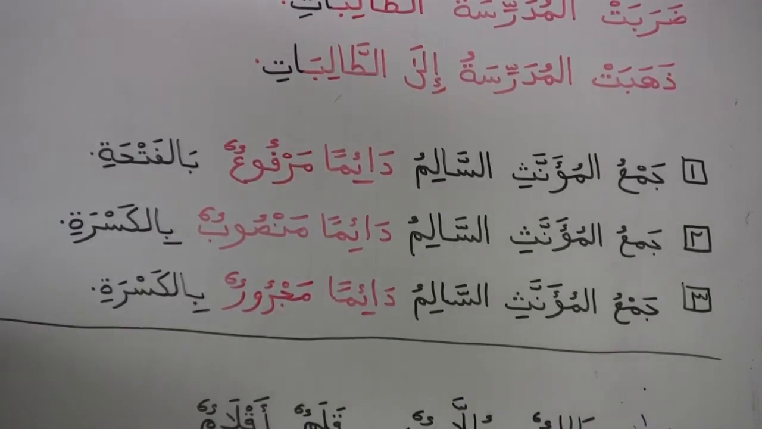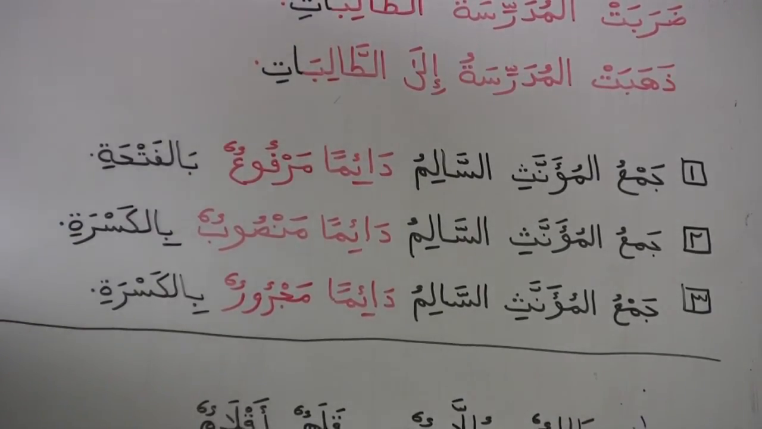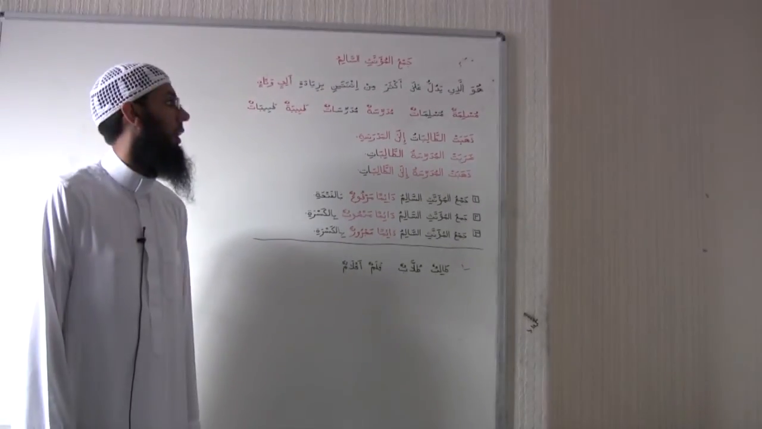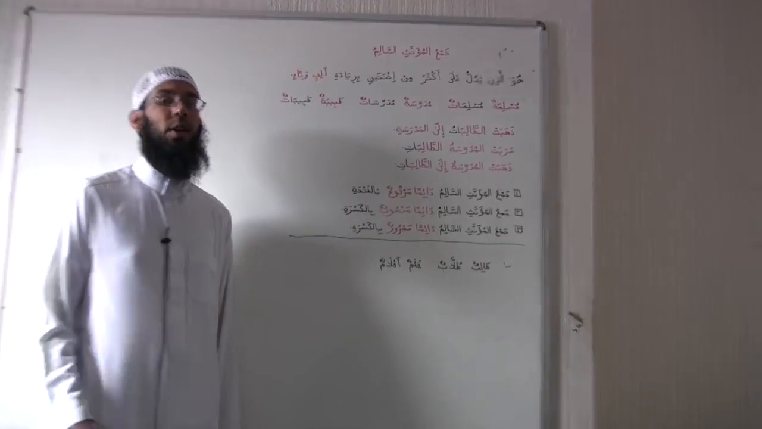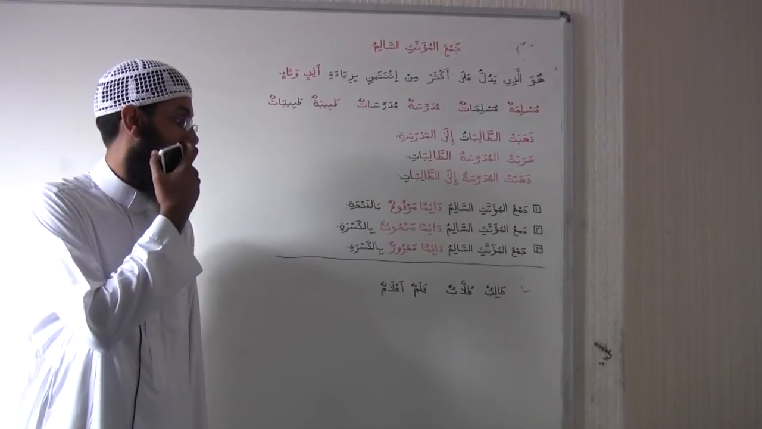So جمع مؤنث السالم is a feminine plural, and you make it plural by adding an alif and a ta. So muslimatun becomes muslimat, and it is marfu with a dhamma, mansoob with a kasra, and majroor with a kasra.